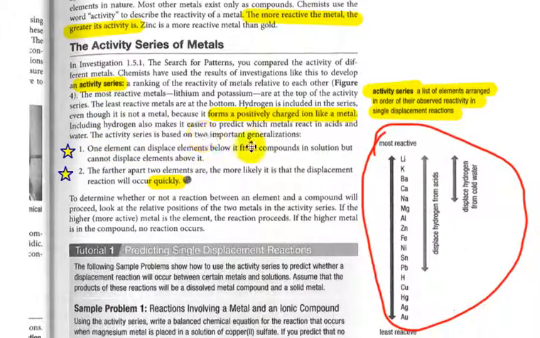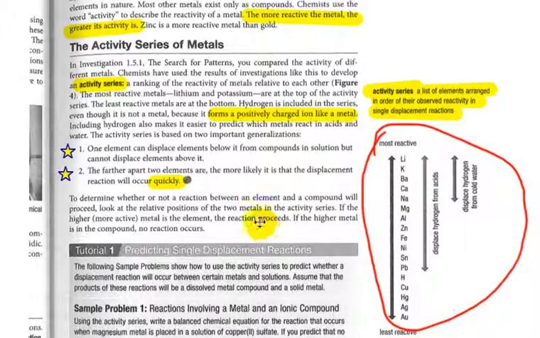So the activity series is based on two important generalizations. The first one being one element displaces elements below it in compounds, but single elements cannot replace elements in compounds that are above it. And of course, as I mentioned, the farther apart the two elements are, the more likely it is that the displacement reaction will occur quickly.